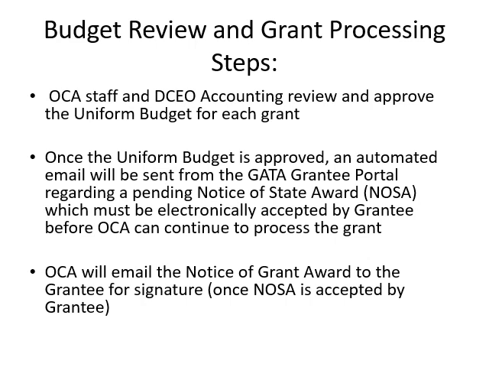So the budget review and grant processing steps. So here is how the process works at OCA. So OCA staff and DCO accounting staff review and approve the uniform budget for each grant. Then after that happens, an automated email will be sent from the GATA grantee portal regarding a pending notice of state award, what we refer to as a NOSA, which must be electronically accepted by the grantee before OCA can continue to process the grant. OCA will email the notice of grant award to the grantee for signature once the NOSA is accepted by the grantee.